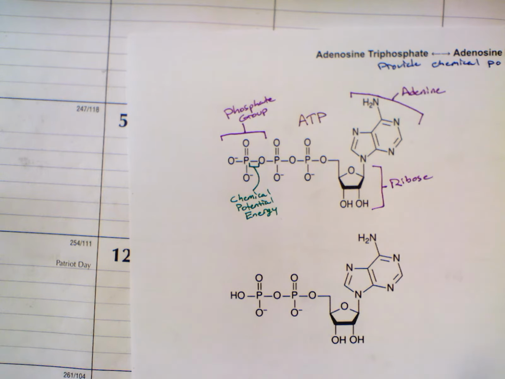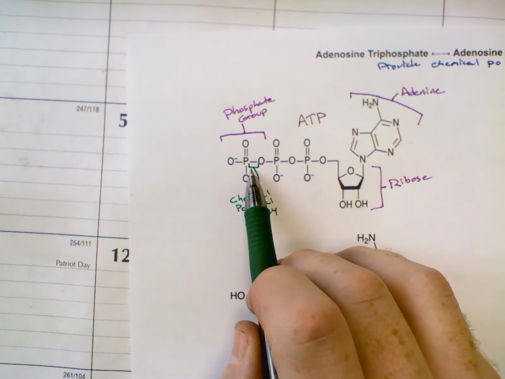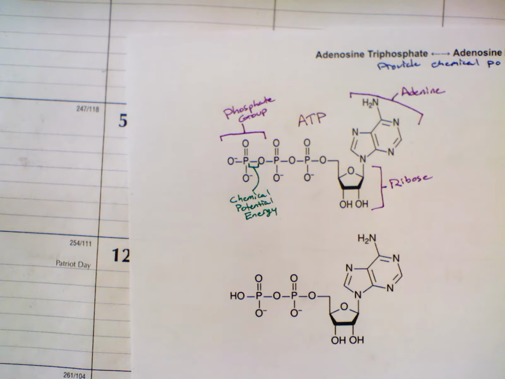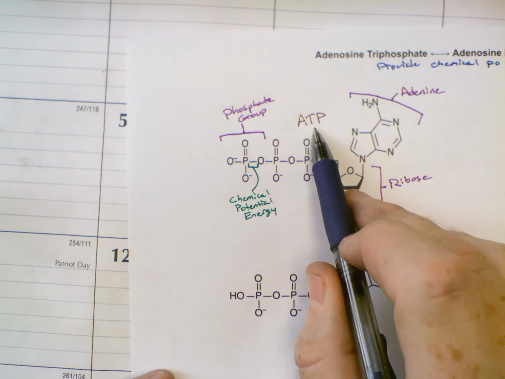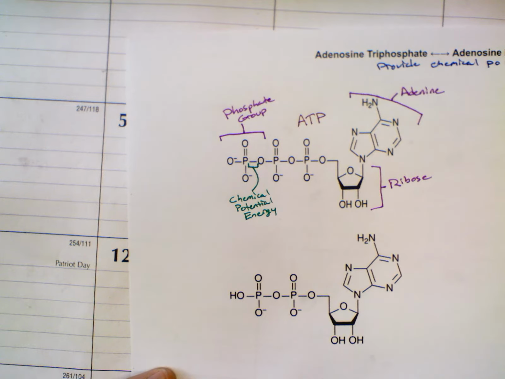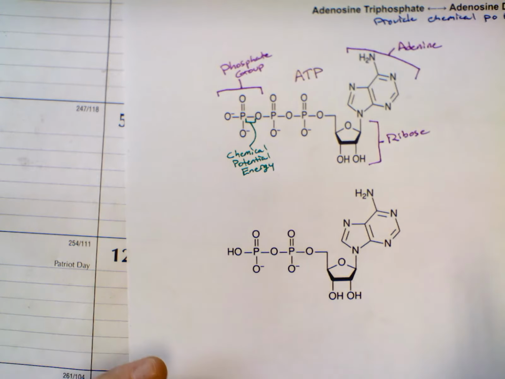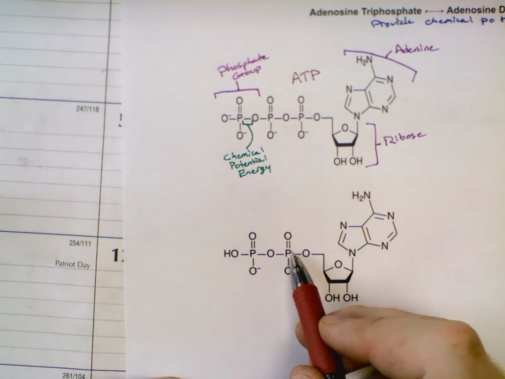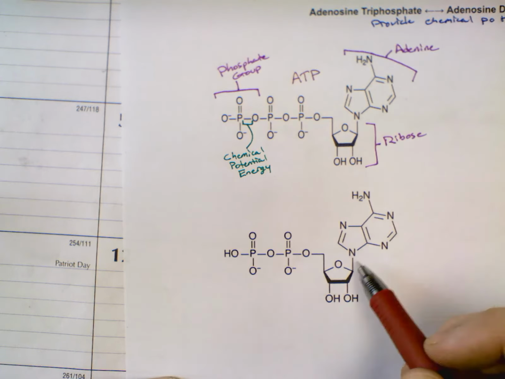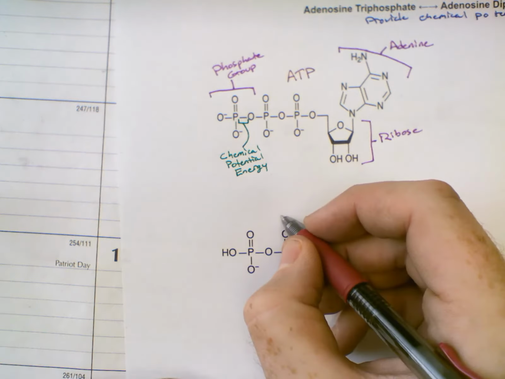Okay, so again, this is where the energy is stored. Let's say it is now time for your cell to utilize a molecule of ATP, converting ATP into ADP, which is adenosine diphosphate. What does di mean? Two. So this would be the adenine with the ribose with only two phosphate groups.